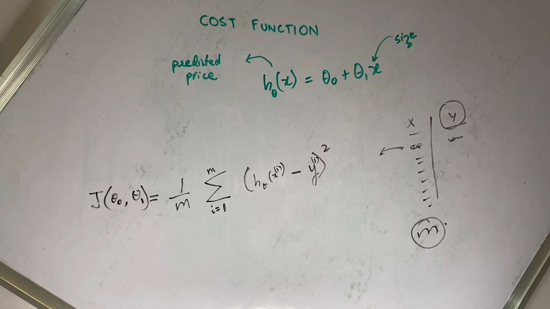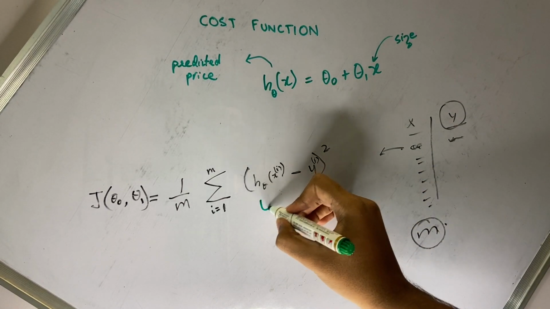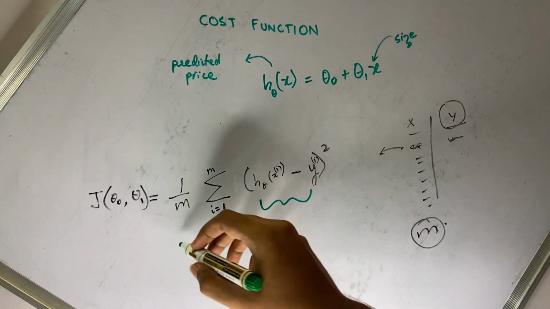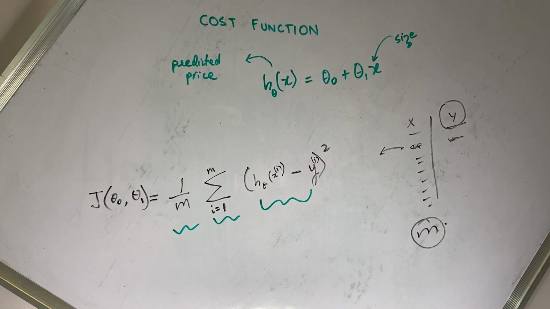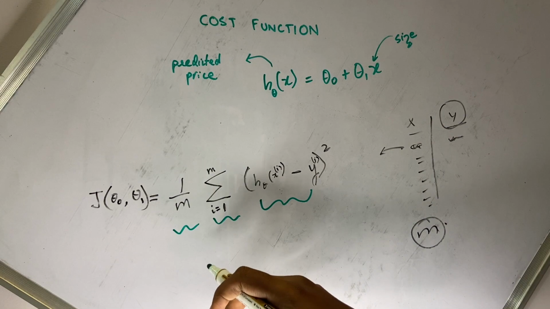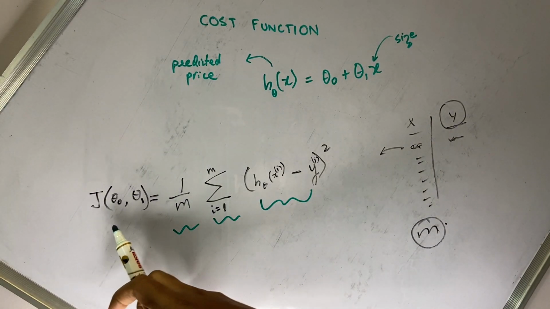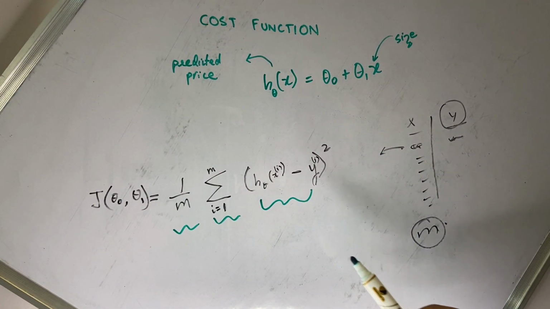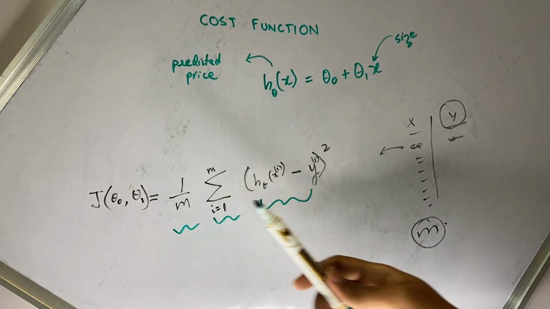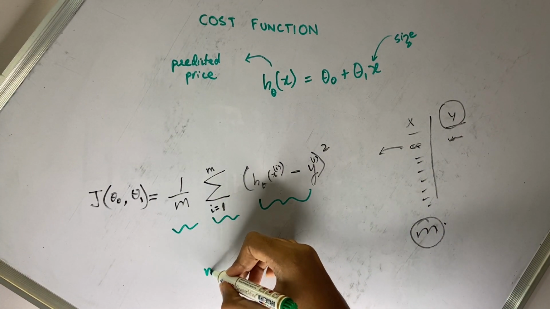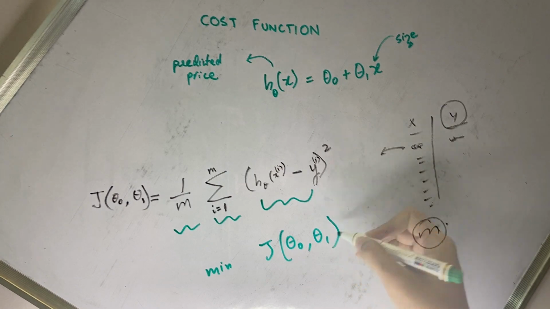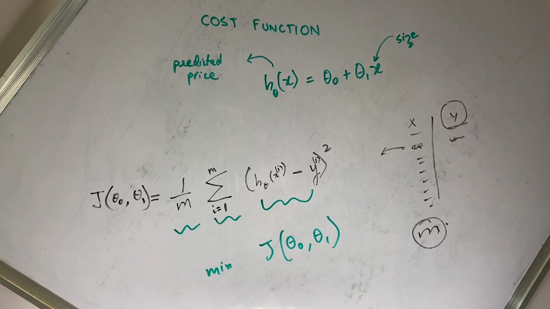What exactly are we doing here? For each training example, we will compute the difference and then we'll summate all the differences and then we'll take an average. That's exactly what we are doing. And then this function totally depends on theta 0 and theta 1. And that's why we call that function j parameterized by theta 0 and theta 1. So our main aim is to minimize this cost function j of theta 0 and theta 1 so that we can get the best possible hypothesis.